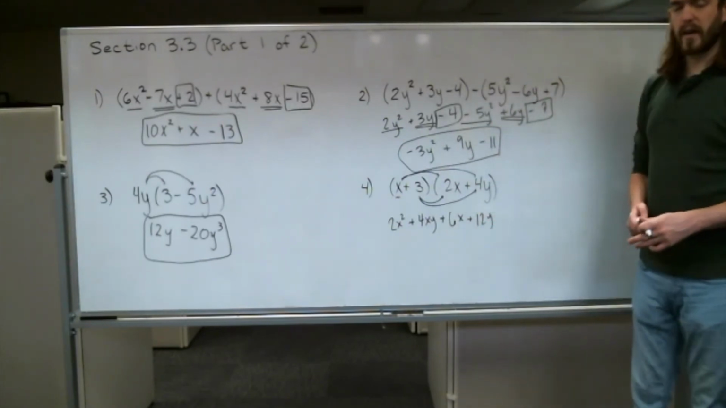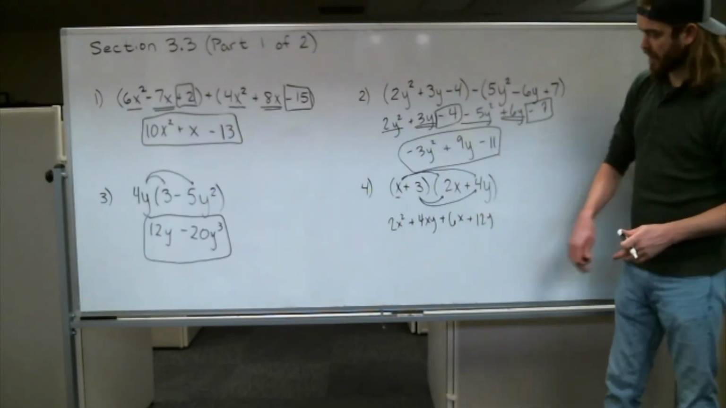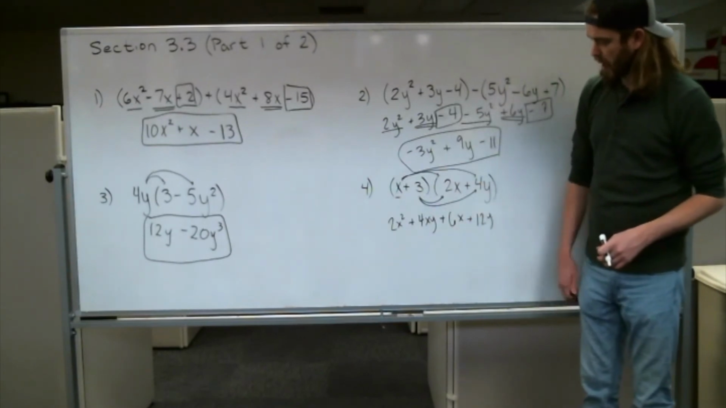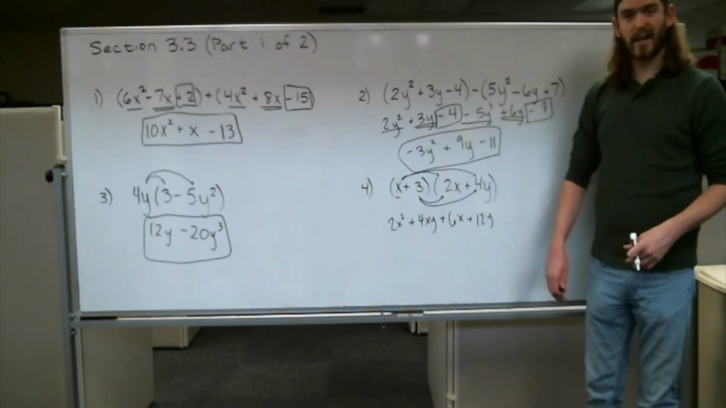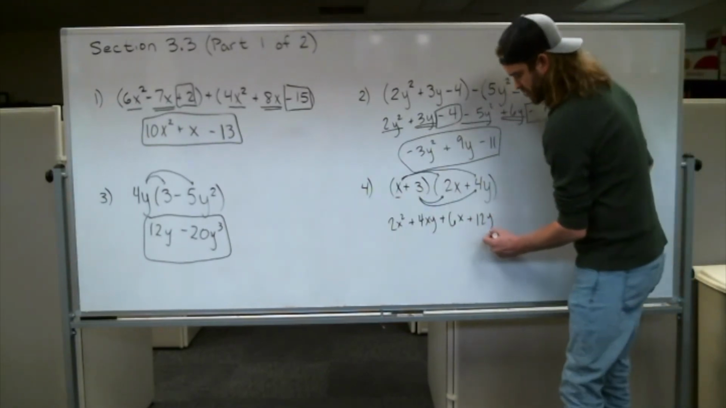Now we want to see if there are any like terms that we can combine. So we have 2x squared, 4xy, 6x, and 12y. Since there are no like terms, this is our final answer.